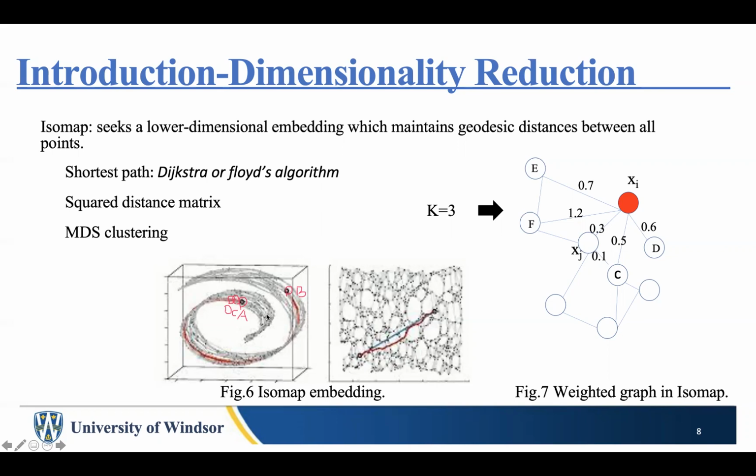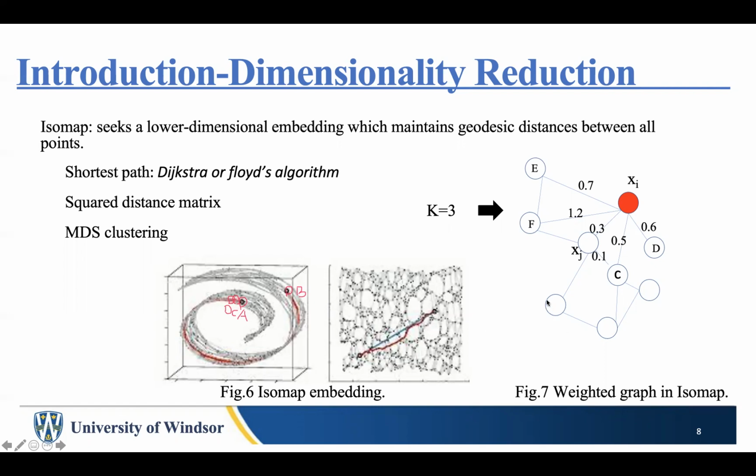It will start from A to find a point C, which is very close to A, and start from C to find another data point D that is very close to C, and so on, until A reaches B. Then the sum of the weights will be taken as the shortest distance between A and B.